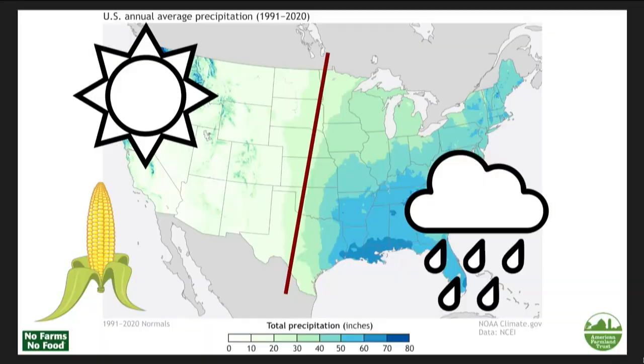This is a map of the U.S. It's showing annual average precipitation.